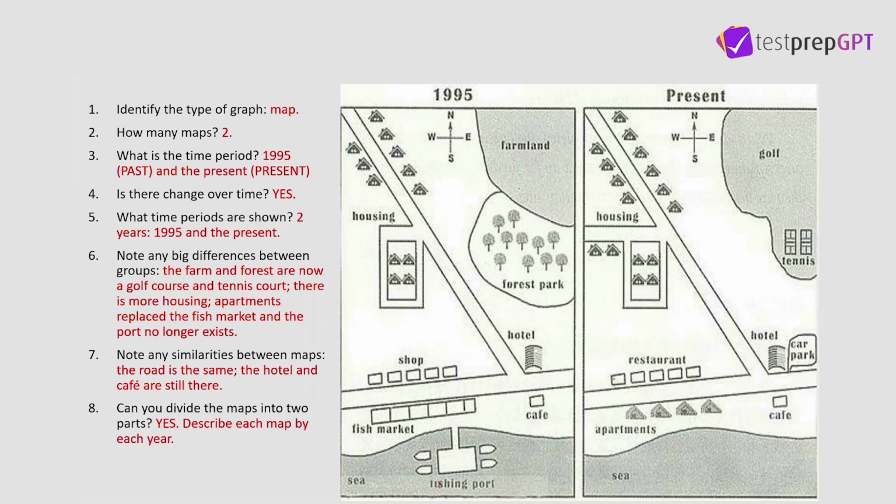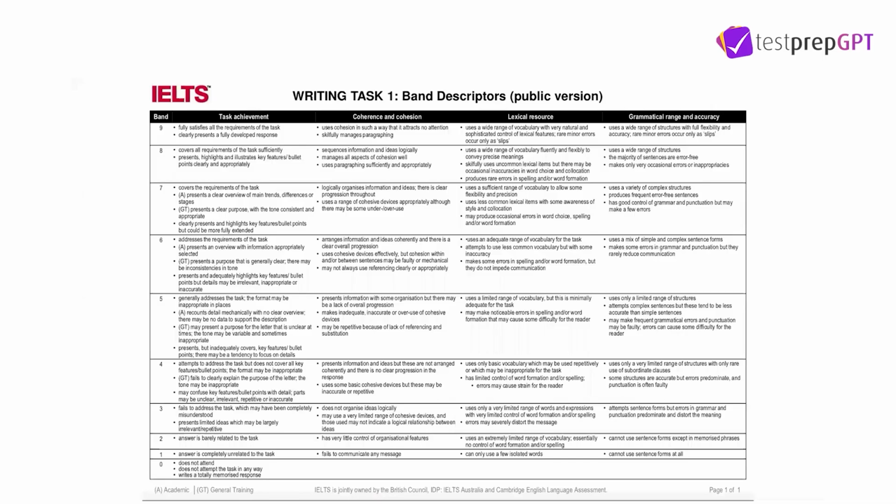How can we divide information? Well, there are a couple of ways. One way we can group information is based on time period. We could describe map 1 and then map 2. But in this video, I've decided to describe some of the features, like the farmland, in the first paragraph, and in main body paragraph 2, I'll describe a second set of features.